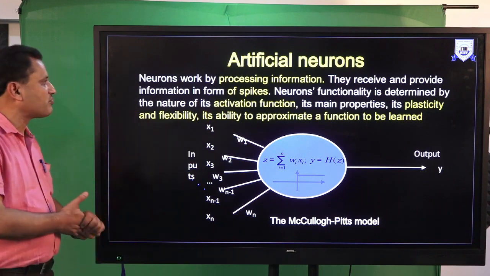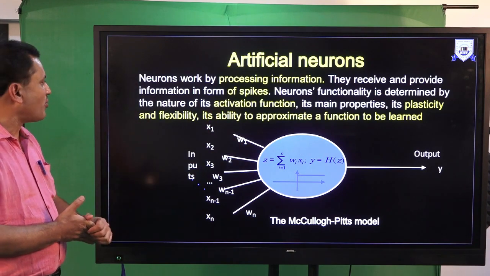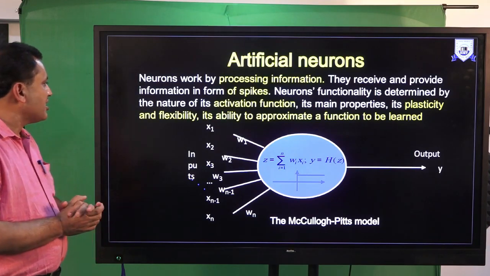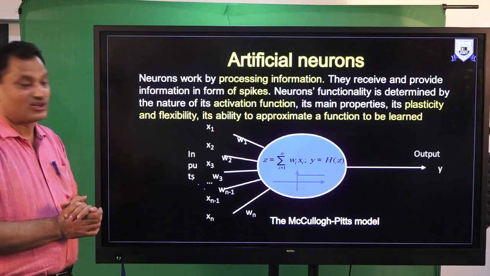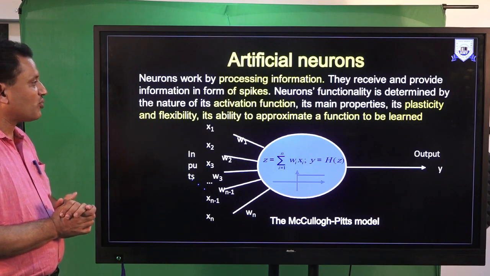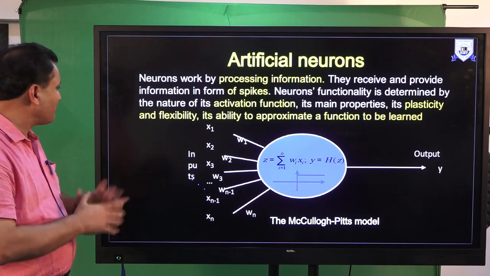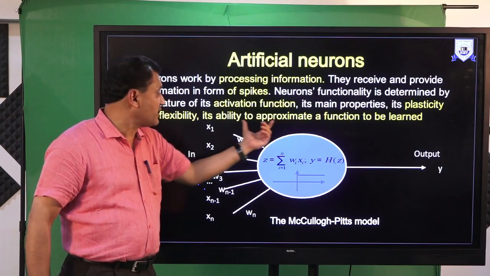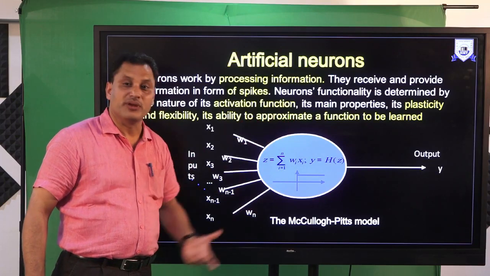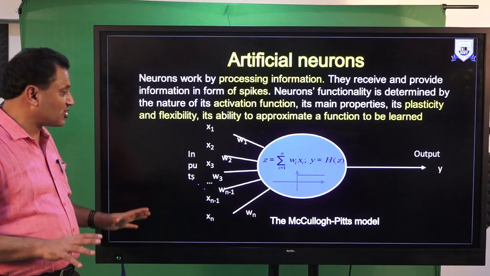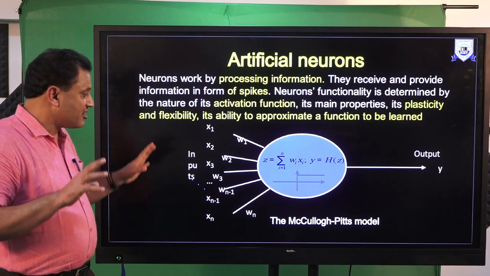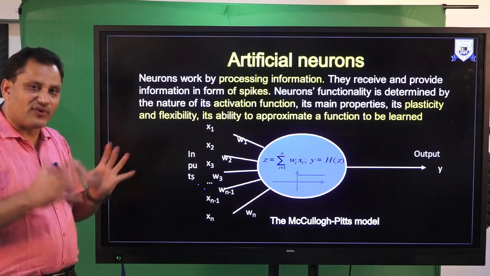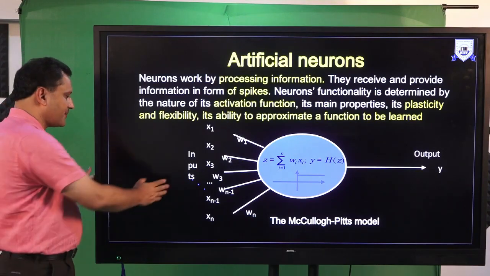So neurons work for processing information. They receive and provide information in the form of spikes, signals. Neuron functionality is determined by the nature of its activation function. It's very, very important. Its main properties are plasticity, flexibility, and the ability to approximate a function to be learned. That is very important. So this structure is the basic element of the mathematical model of a neuron, and McCulloch-Pitts was the mathematician who first gave this model. All right, guys.